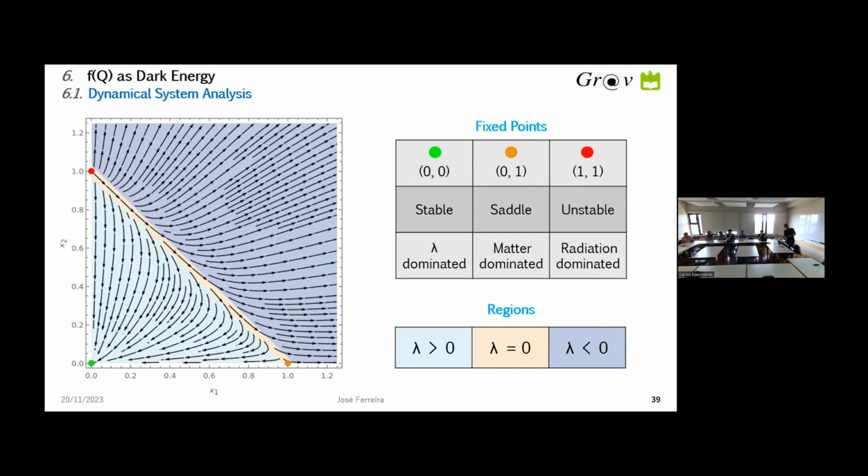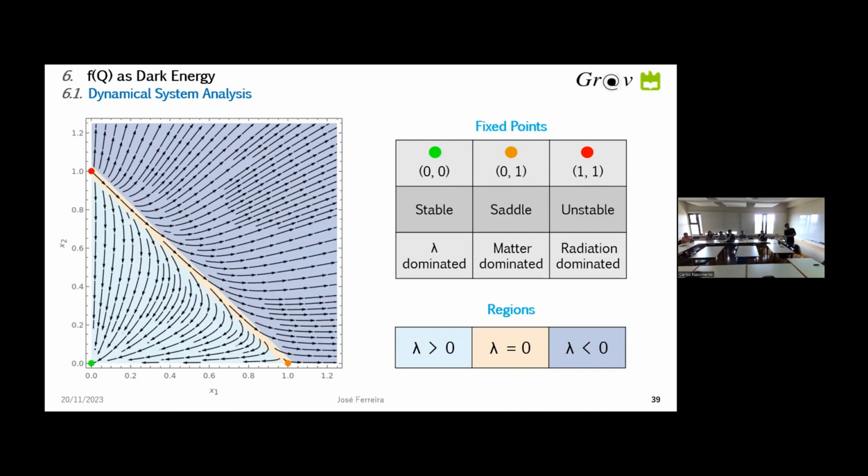In between the two blue regions, we have the orange region, which corresponds to the case where lambda is equal to 0. And we can see that the trajectories flow from the unstable node, which corresponds to the radiation-dominated epoch, all the way to a decelerated node, which corresponds to the matter-dominated epoch.